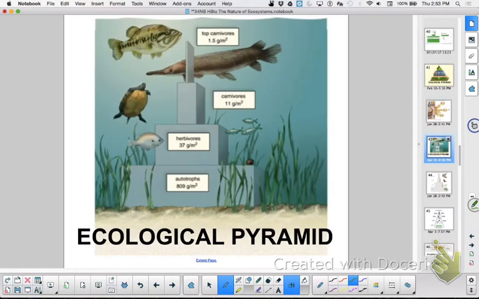So this might be a more accurate one. And generally speaking, the pyramid of numbers works. Usually there's more blades of grass than there are zebras eating the grass, right? And usually all the blades of grass together are going to weigh more than all the zebras together. But the best way to represent it is how much energy is at each level. There's more energy at the bottom than there is as you work your way up.